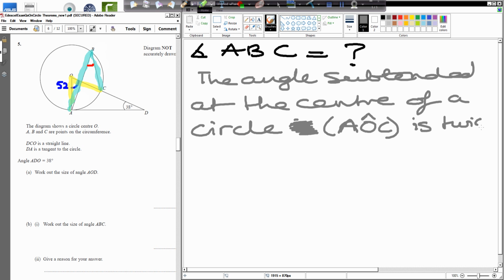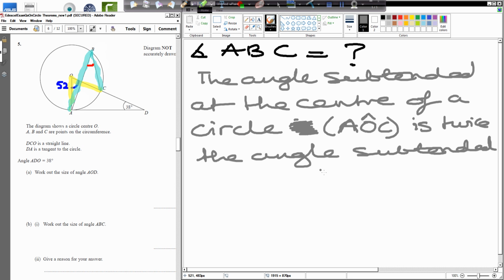twice the angle subtended at the circumference. The circumference is going to be ABC.